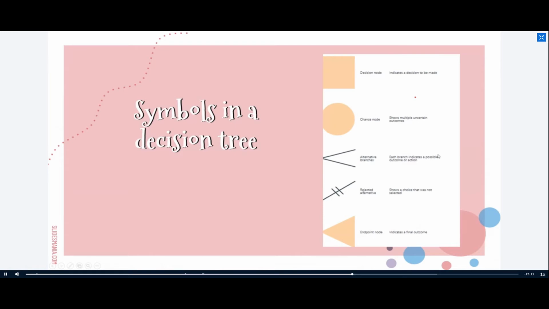So again, the decision tree, by the name itself, is being used to generate or to aid us in decision making.